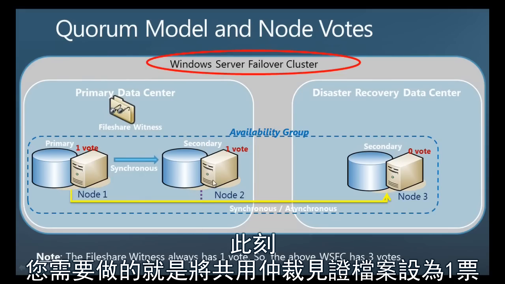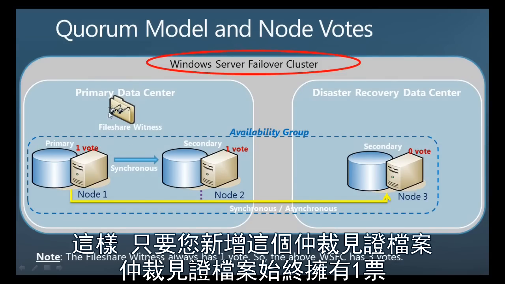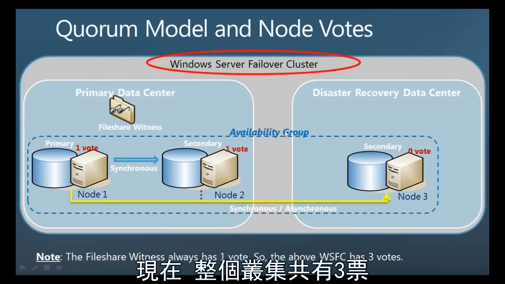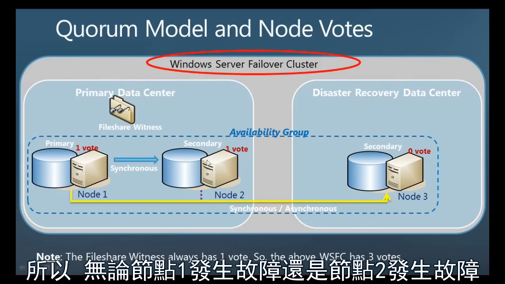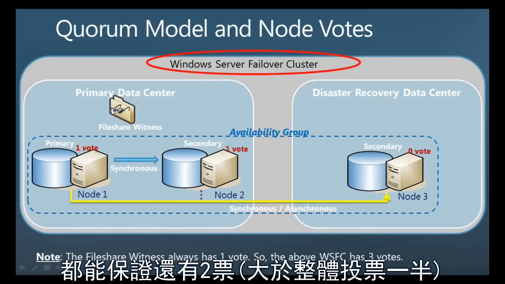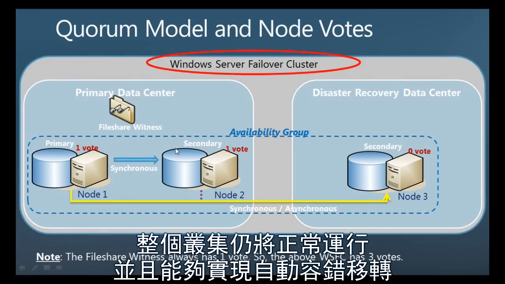The thing you need to do is give the file share witness 1 vote here. As long as you add this file share witness, it always has 1 vote. So now your whole cluster has 3 votes. No matter whether this one goes down or this one goes down, you will have 2 other votes. So the whole cluster is still up, and automatic failover would happen.